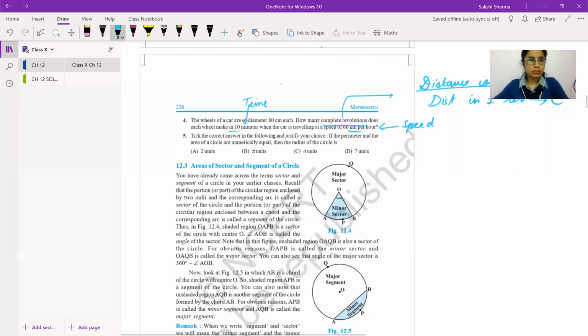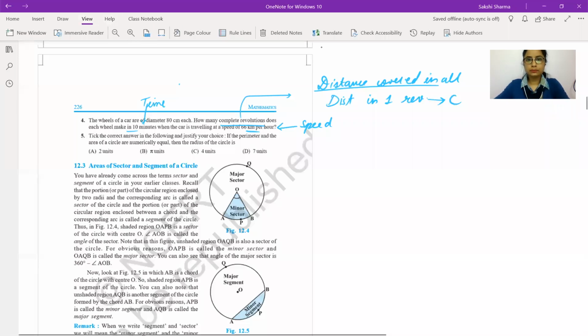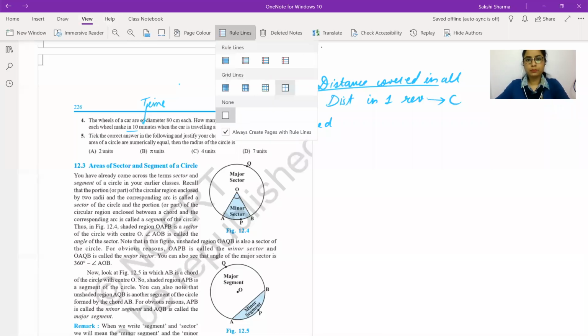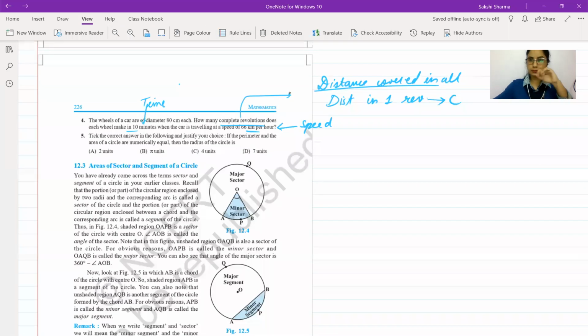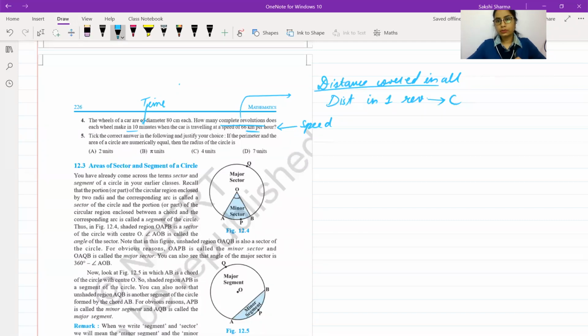I'm going to just write down right here if that's suitable. And there's no need to draw any figure. You can just simply write your answer. So the diameter, this is question number 4. Diameter is given as 88 centimeters. This will mean that the radius is equal to 44 centimeters.